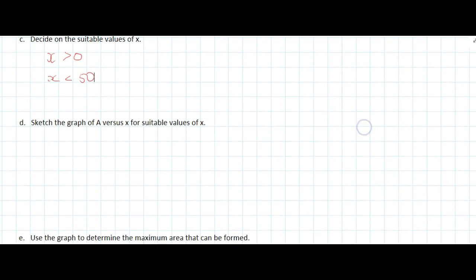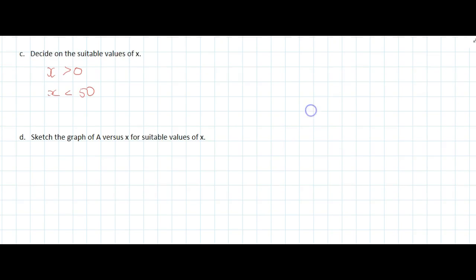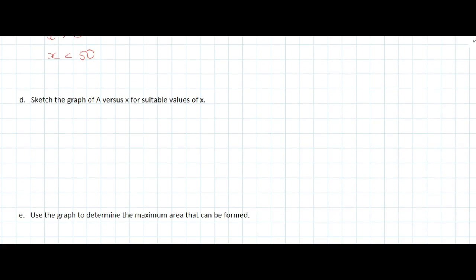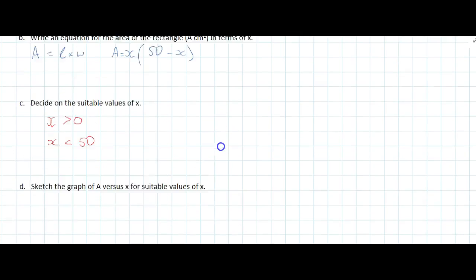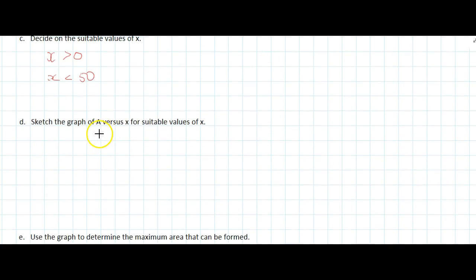Okay, so sketch the graph of a versus x for all suitable values of x. Let's have a look at this. This is where our skills come in. All right, let's find out the x-intercepts. We've got a factorized equation here, so we're going to define our variables. We're going to have a versus x.